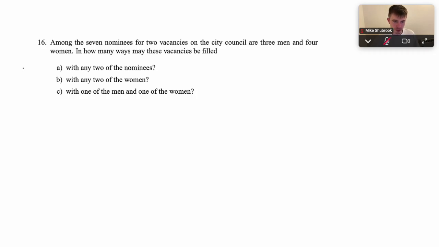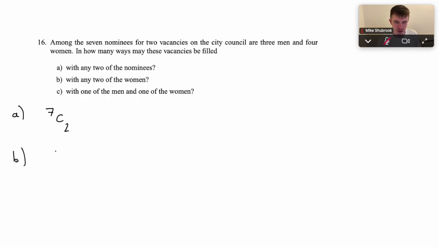So we've got 7 nominees for 2 vacancies, 3 men, 4 women. In how many ways can the vacancies be filled? And then with various options. So because these 2 vacancies are the same, order doesn't matter. So we're just going to use choose. So for part A, we're going to have 7 people and we choose 2 of them.